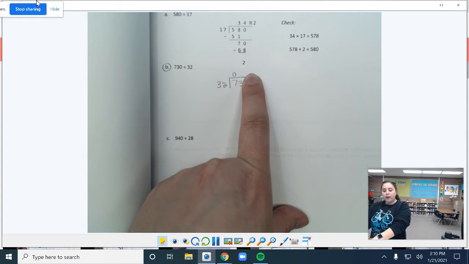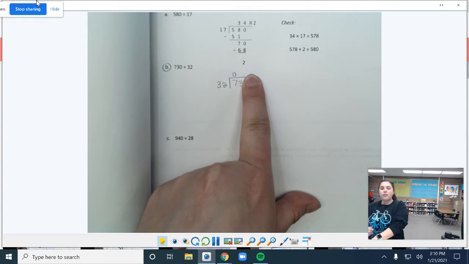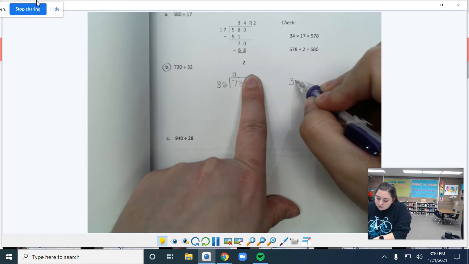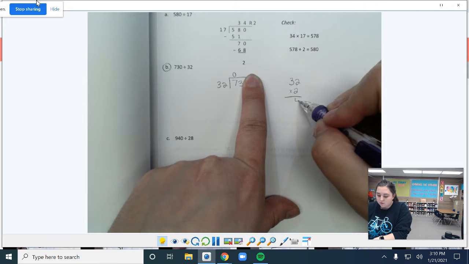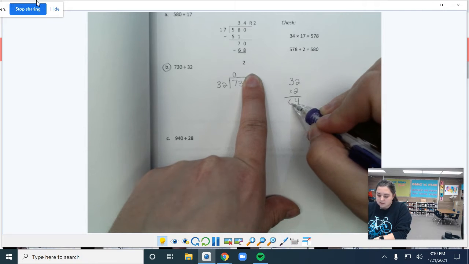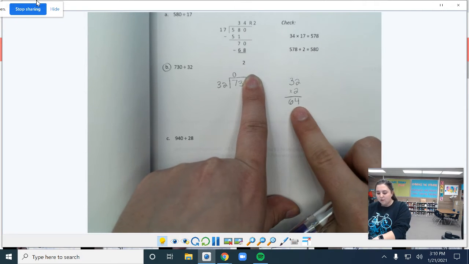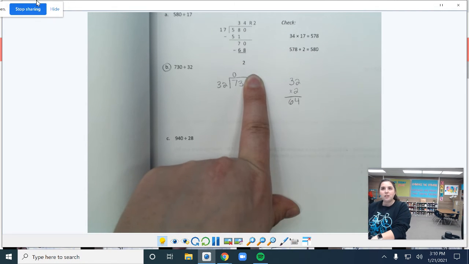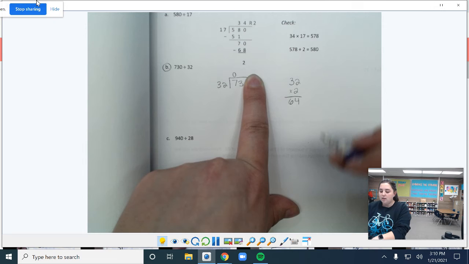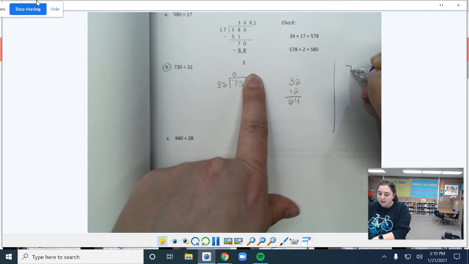So if you're choosing to round, I'd say 30 goes into 73. 30, 60, 90 is too much. Maybe 2 times. Let's see what 32 times 2 would be. 2 times 2 is 4. 2 times 3 is 6. 64. Could I add another 32 to this without going over 73? I think no. That would be like 90 something. 96. Too much.